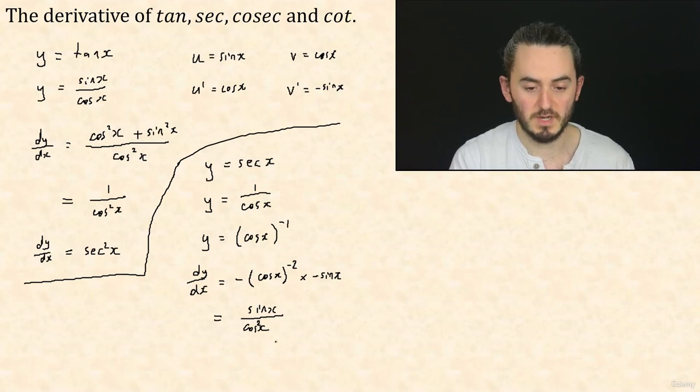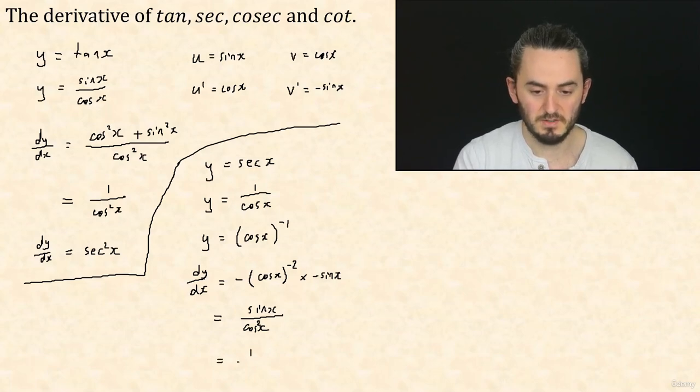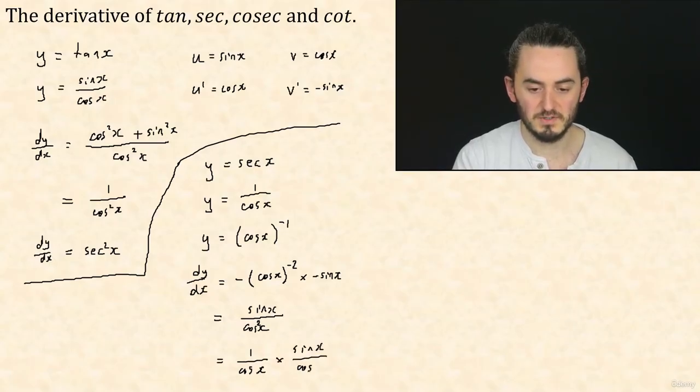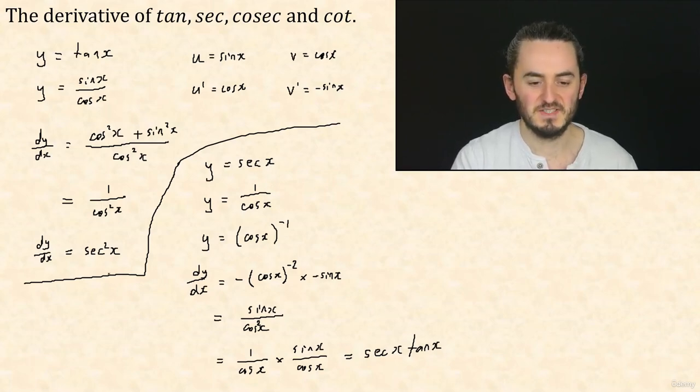Now, the way that we'd normally write this is 1 over cos x multiplied by sine x over cos x. And the reason why we write it like that is then we can say 1 over cos x is sec x, and sine x over cos x is tan x. So there's another one of our new derivatives. The derivative of sec x is sec x tan x. All right, so it's tricky to remember, isn't it? The derivative of tan x is sec squared x. The derivative of sec x is sec x tan x.